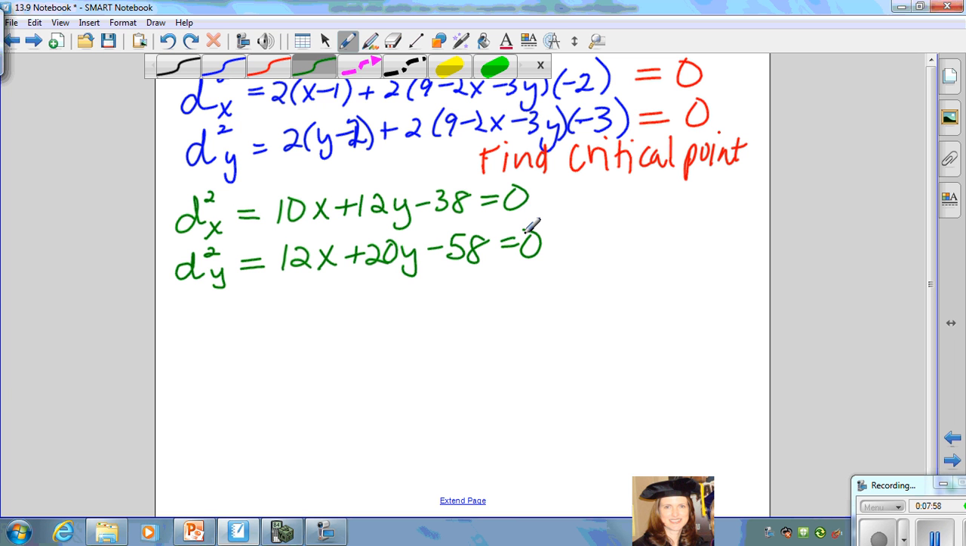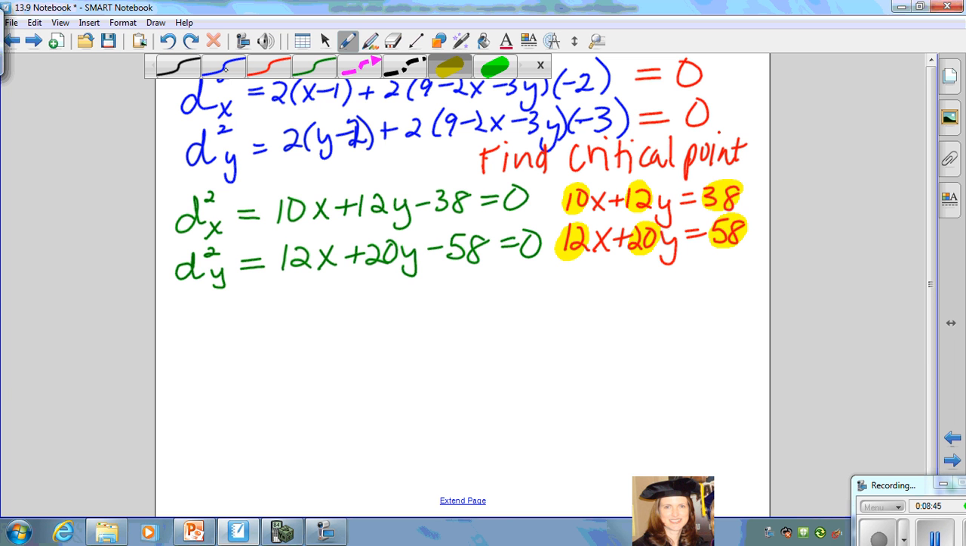Now you can use the graphing calculator, setting this up as a matrix to find the critical point, or you can solve the system by substitution, elimination, or the matrix method. If you use the matrix method, you want to write your equations in this form: 10x plus 12y equals 38, and then 12x plus 20y equals 58. You would create a matrix using just the coefficients of x and y and what those are equal to.